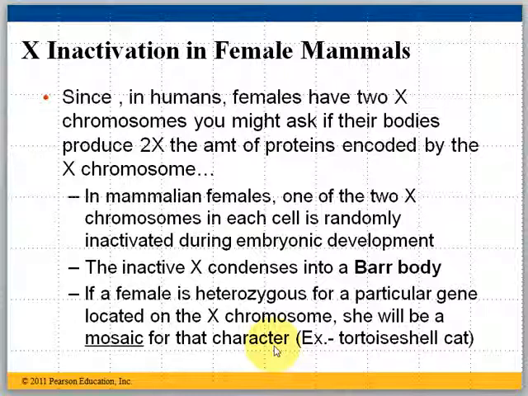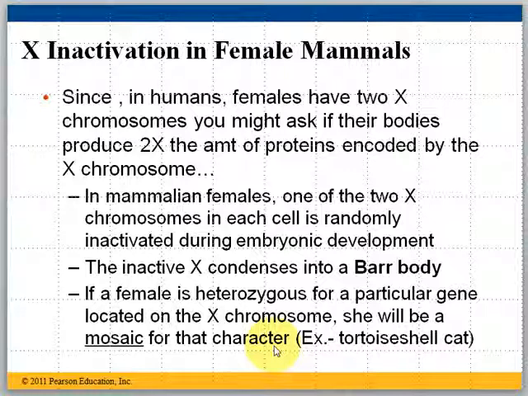In mammalian females, one of the two X chromosomes in every cell is randomly inactivated during embryonic development. So to prevent a duplication of production of proteins by the various genes on these X chromosomes, one of them is basically turned off or inactivated. And that's random as to which one is going to be turned off. But one of them will be. And it's going to be developed in what's called a bar body. So that X chromosome that gets turned off condenses into what we call a bar body.